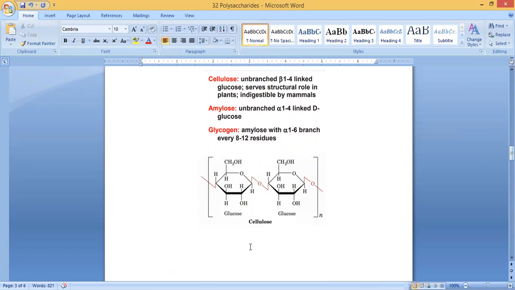So here is the example of cellulose. Cellulose is a structure of unbranched beta 1,4 linked glucose. So 1 and 4, the first carbon and the fourth carbon, are bonded with the glycosidic bond. Okay, so this is the beta 1,4 glycosidic link in the cellulose.